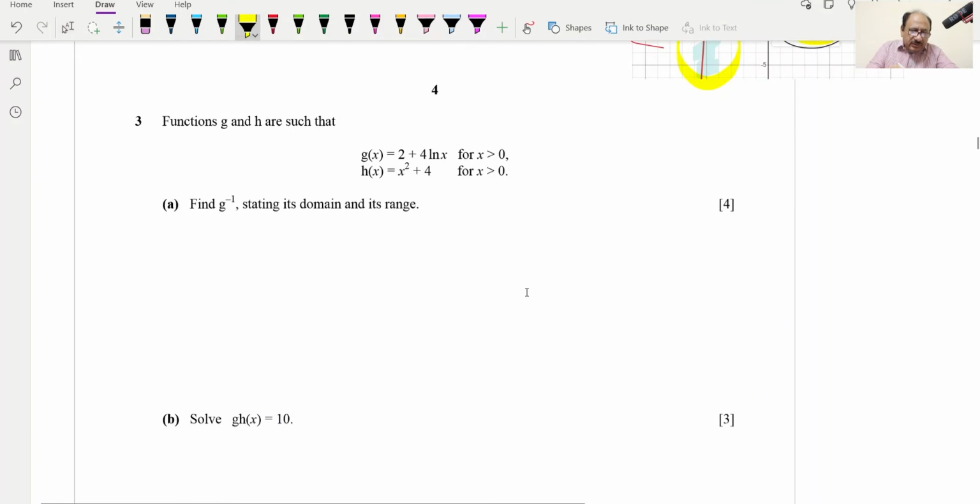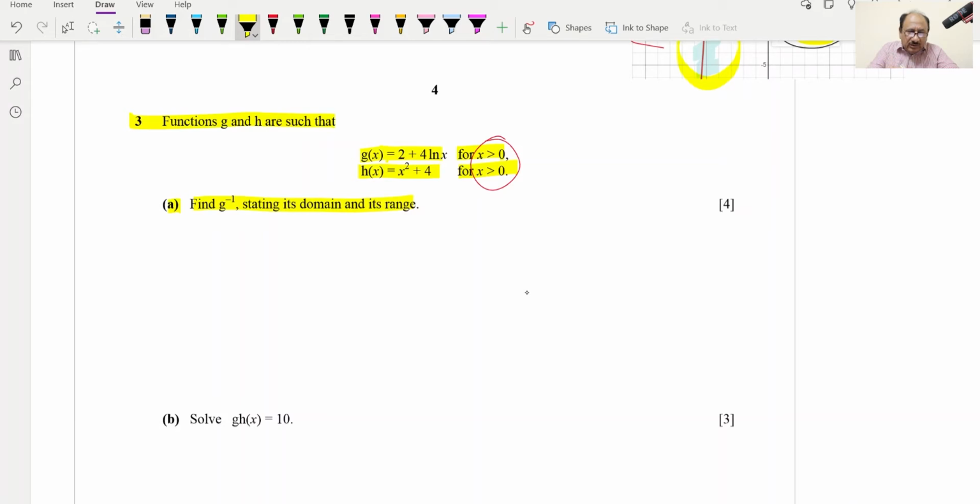Question number 3 says functions g and h are such that g of x is equal to this one, h of x is equal to this one, and x values are greater than 0. This is the condition which you will have to keep in mind. If we have to ignore some values, greater than 0 means we'll be ignoring less than 0 values. Okay, so what is the a part? Find g inverse, stating its domain and its range.